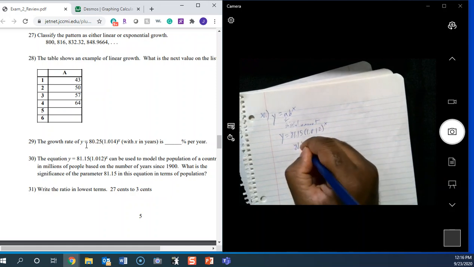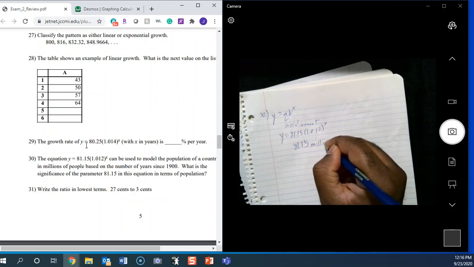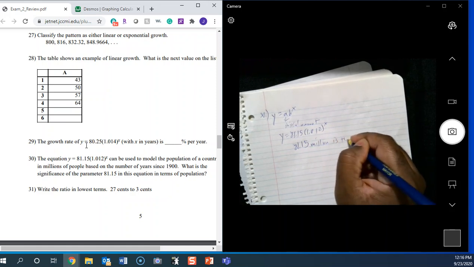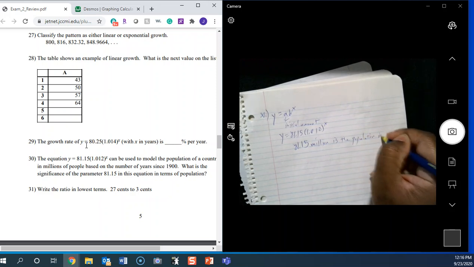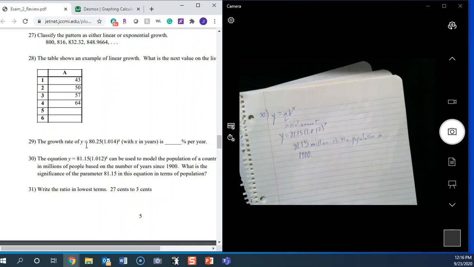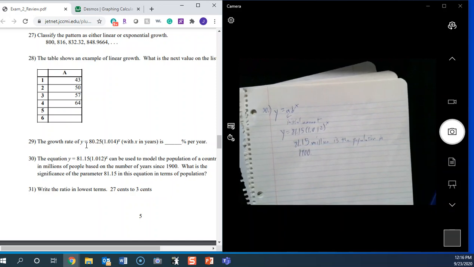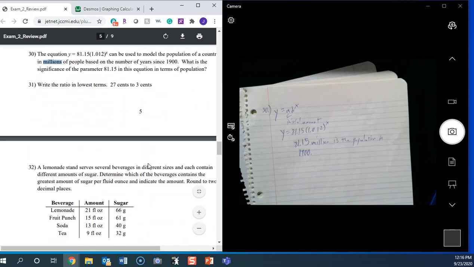So 81.15, and we will put million, is the population, and it tells us that 1900 was our starting point. So 81.15 million is the population in 1900 because this is supposed to be in millions. So 81.15 million in 1900 because that is the starting amount.